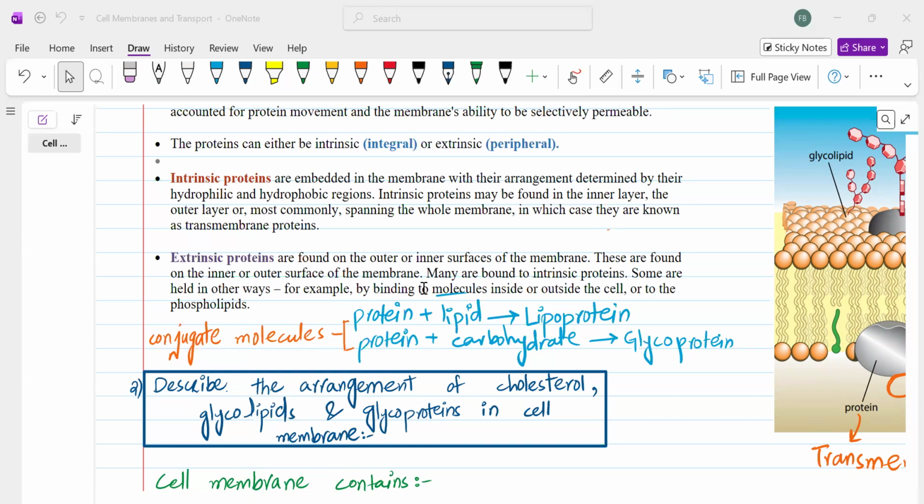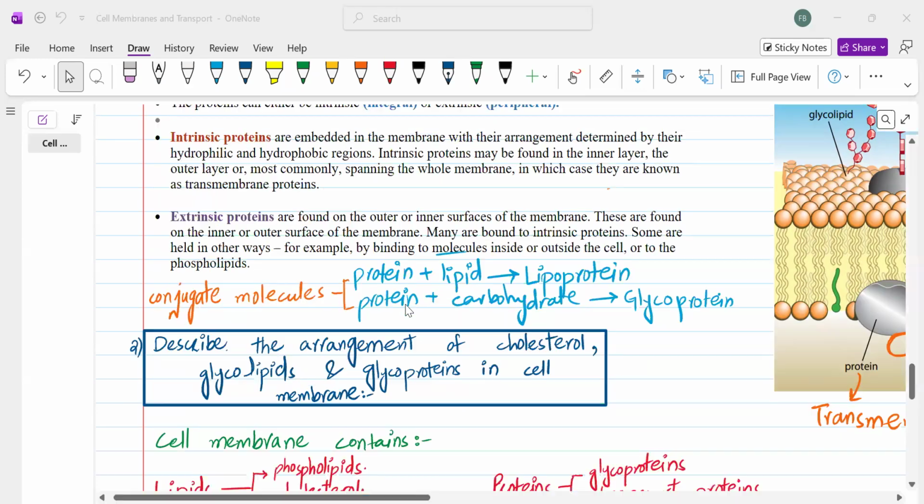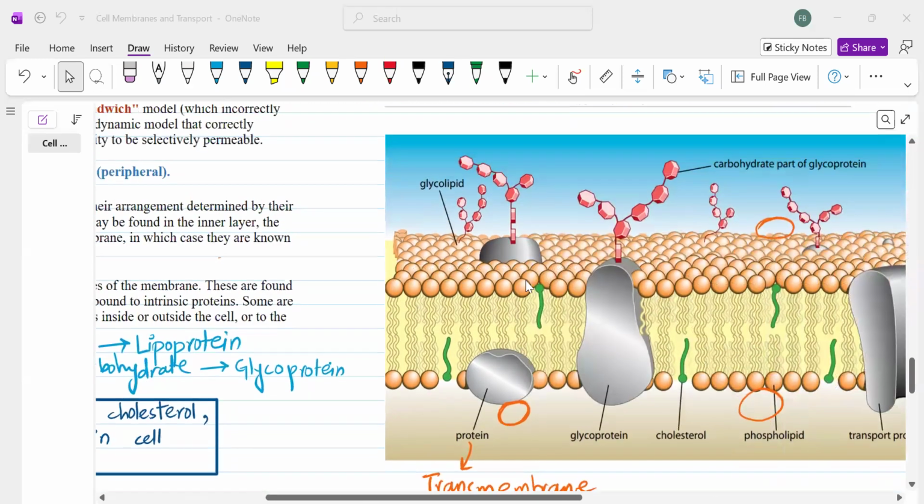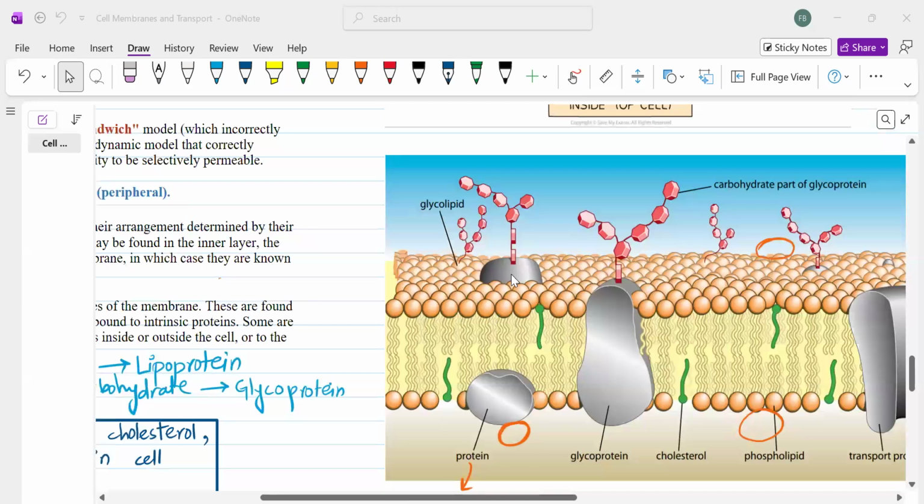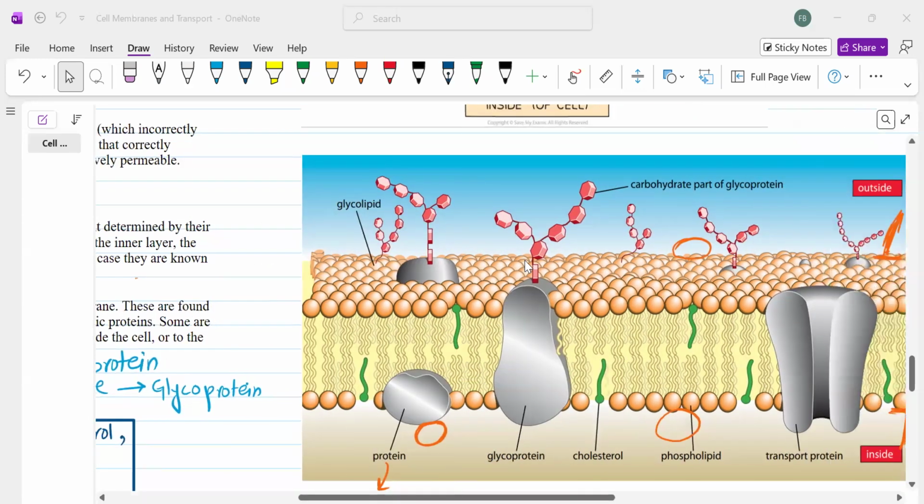And we talked about one more thing: extrinsic proteins, such proteins like this one, may attach to some other biomolecules as well. Just like if it is attached to a carbohydrate, like this red one. You know, this is a sugar molecule.